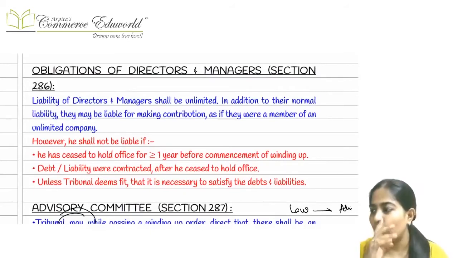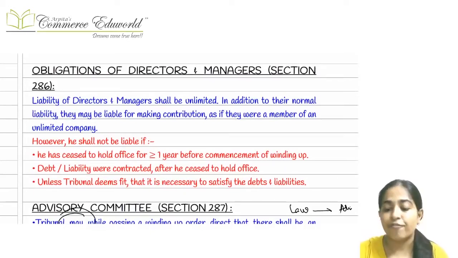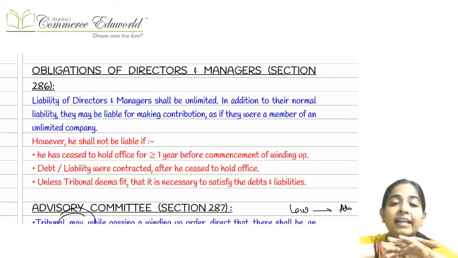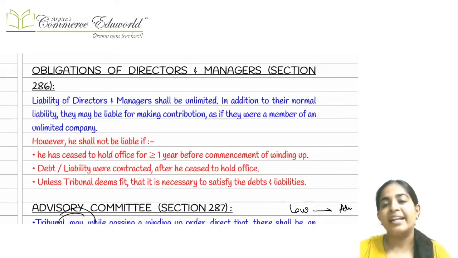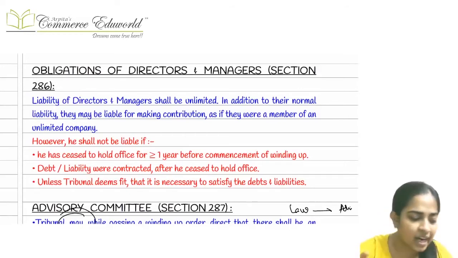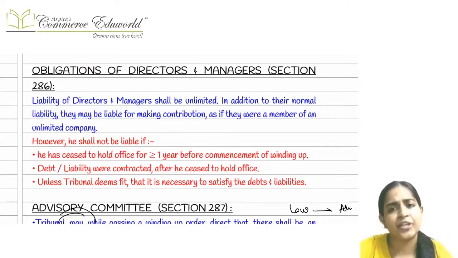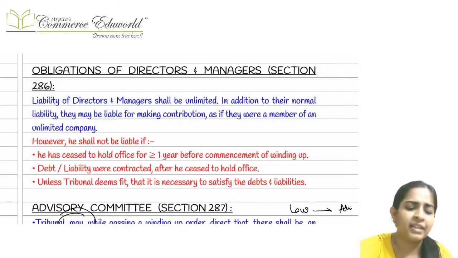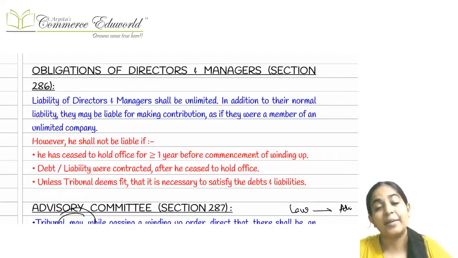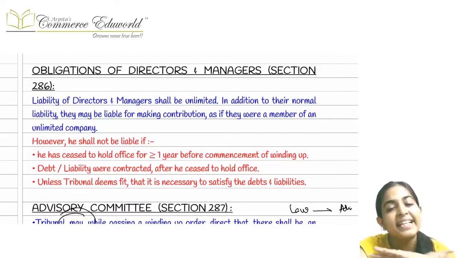The default rule is that the directors of the company, the officers of the company, the managers of the company are liable in an unlimited manner. Directors, managers, etc. are liable in an unlimited manner because there is an inherent assumption that if the winding up is happening in the company, it is because of the mismanagement done by the directors. So their liability is unlimited.